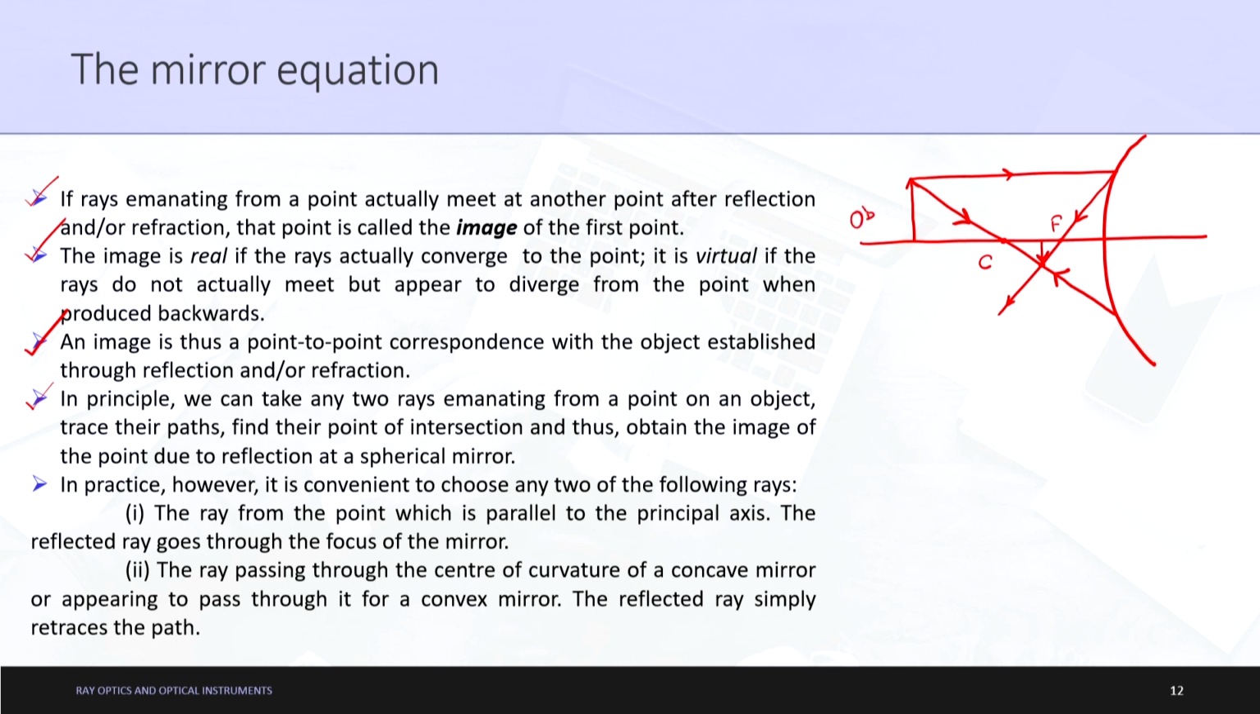So, this is that object and this is that image. As you can see clearly that the image is real, also it is inverted. Okay. So, these are the two rays of light being talked about here. Let us move on with the further discussions.